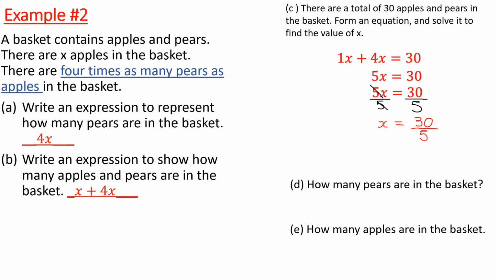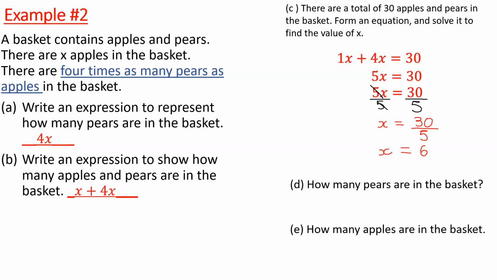What is 30 over 5? 6. What is 30 divided by 5? 6. It's going to be 6. So x equals 30 over 5, and 30 over 5 is going to be 6. Okay, so x equals 6.